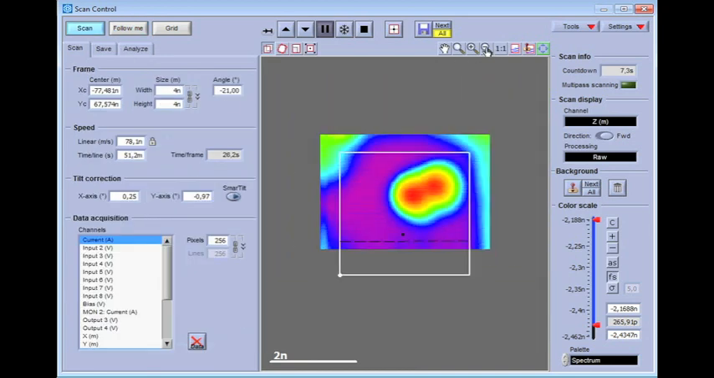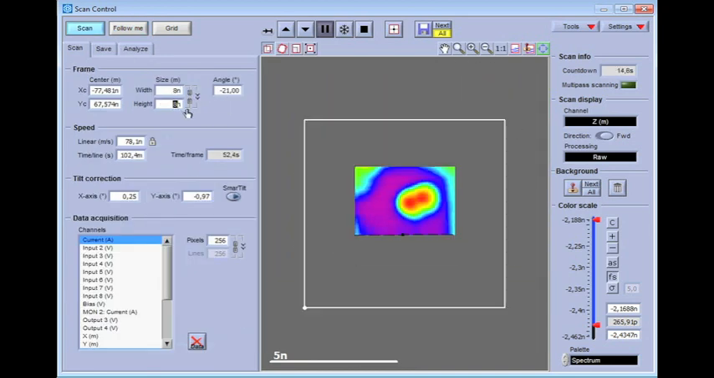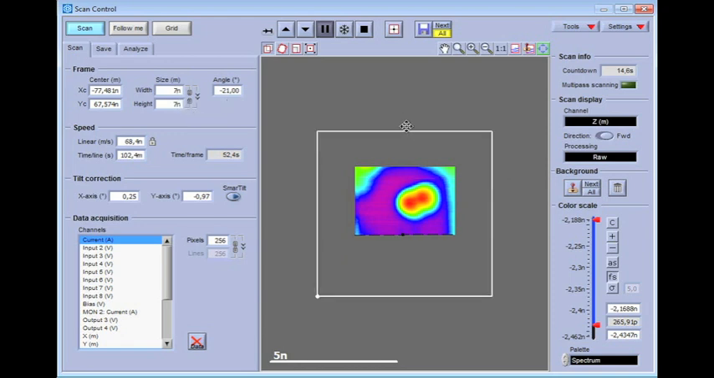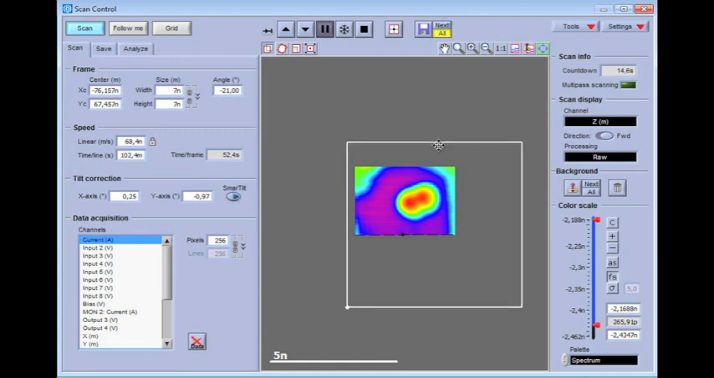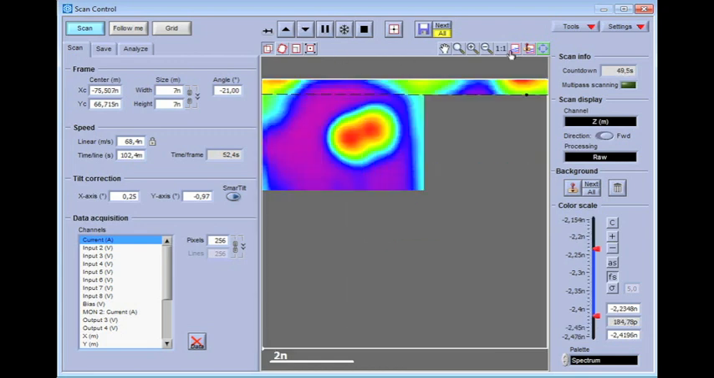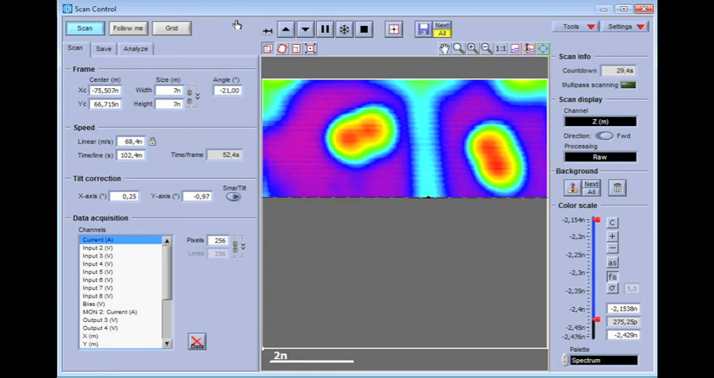Okay, so to finish up, let's take one last scan of both our structures together. So here we adjust the scan size, and then we position it nicely, and we start our final scan. And there we see beautifully two pairs of atoms that were exactly designed by us to be this way.